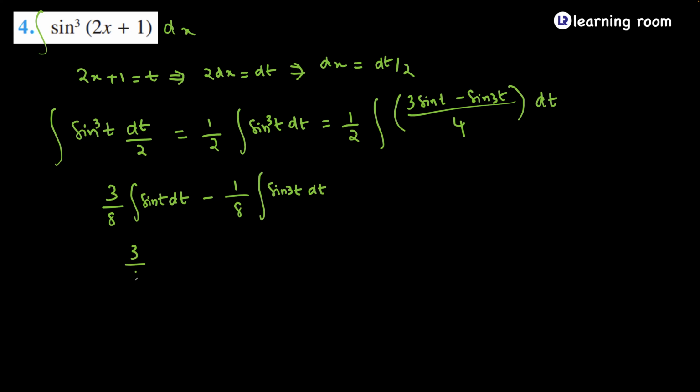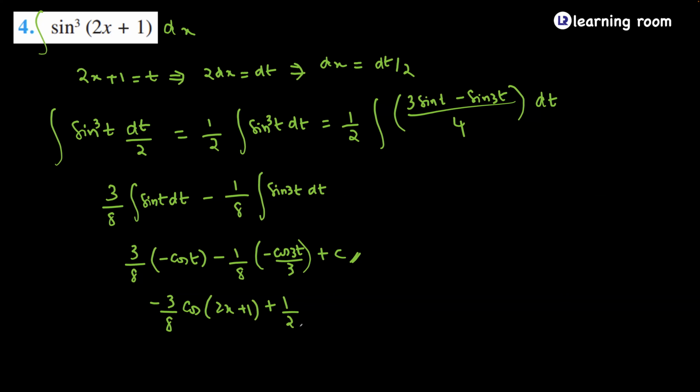So 3 by 8 times, what is integral of sine t? It is minus cos t, minus 1 by 8 times, what is integral of sine 3t? It will be minus cos 3t the whole divided by 3 plus c. But we need to substitute back the value. So it will be minus 3 by 8 times cos of 2x plus 1 plus 1 by 24 times cos of 3 into 2x plus 1 plus c. Is that clear? So this will be the required answer.